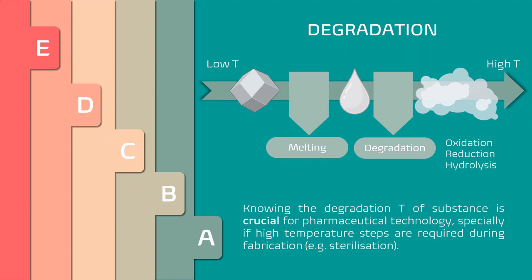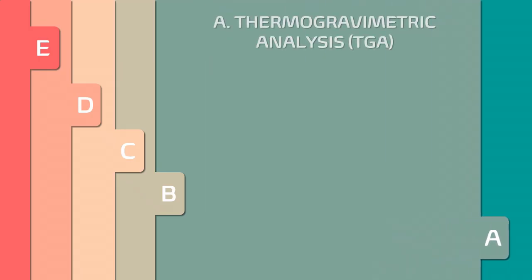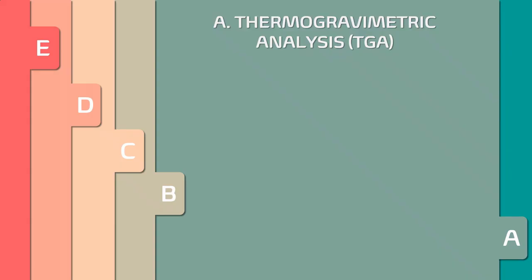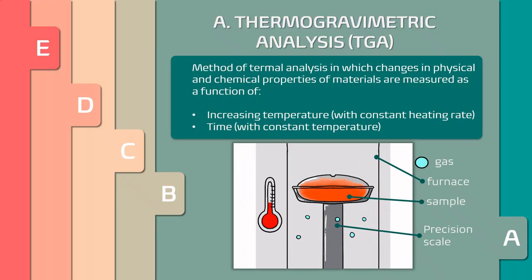The thermal properties of a substance can be measured in several ways, one of which is thermogravimetric analysis, or TGA. This technique measures the mass loss of a substance due to the influence of temperature. So, TGA is a method in which changes in physical and chemical properties of materials are measured as a function of increasing temperature or as a function of time. In TGA, the sample is continually weighed while heating, as a certain gas atmosphere is passed over it. This gas could contain oxygen or could be an inert gas atmosphere such as nitrogen.